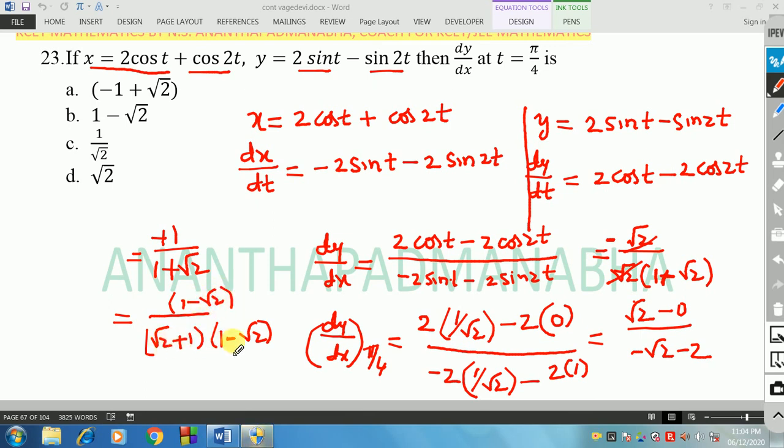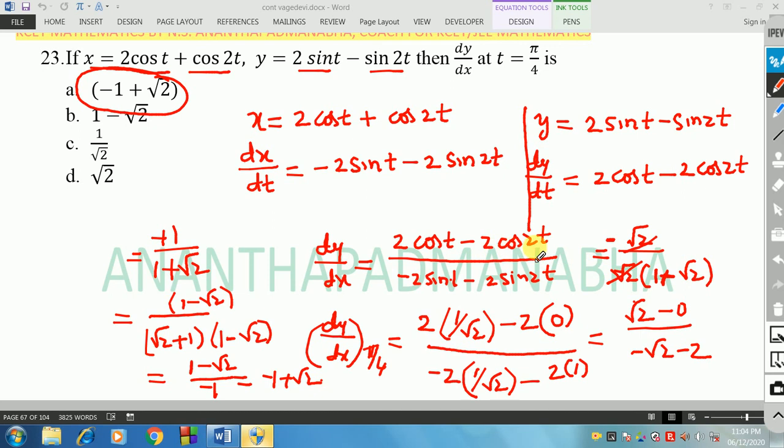So 1 minus root 2 into 1 plus root 2 is 1 minus 2, so 1 minus root 2 by minus 1, which is nothing but minus 1 plus root 2 here. Minus 1 plus root 2 is in option A. So let me repeat this.